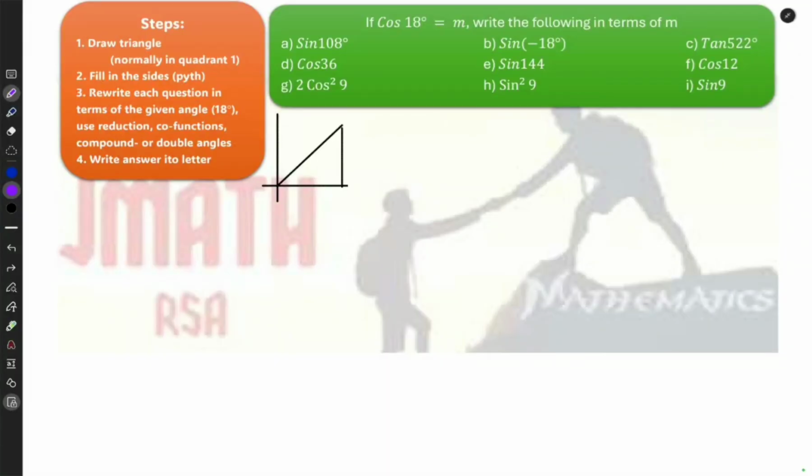Welcome to the second type of triangle sums, where we now actually need to write everything in terms of variables. In this case, they say cos 18 is equal to m. So all of my answers are going to have to do something with an m. So let's just look at the steps and then answer this question.